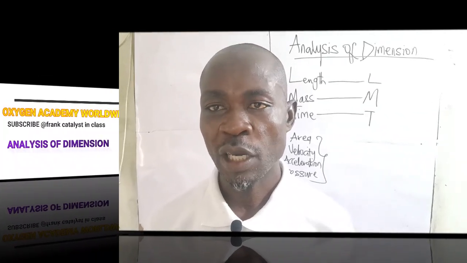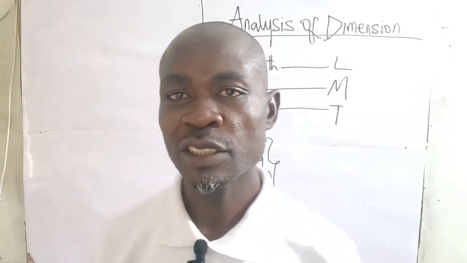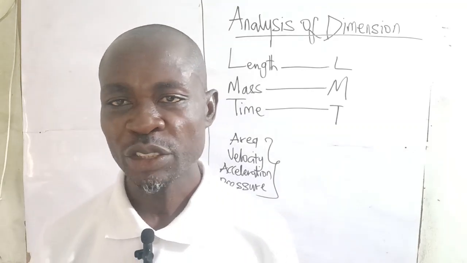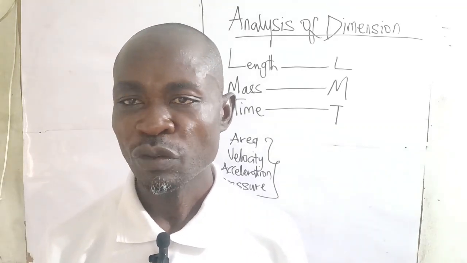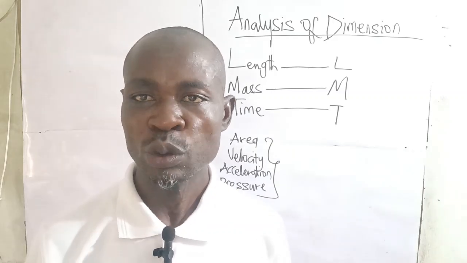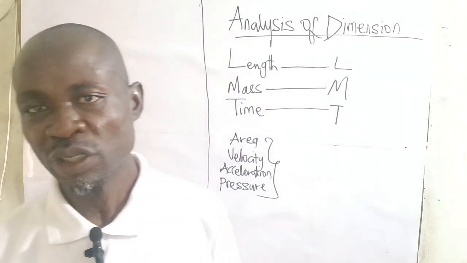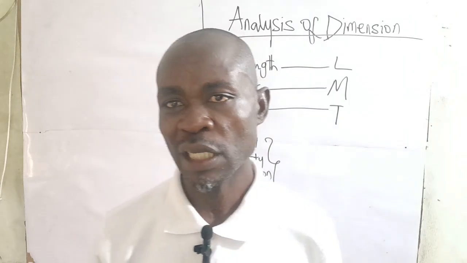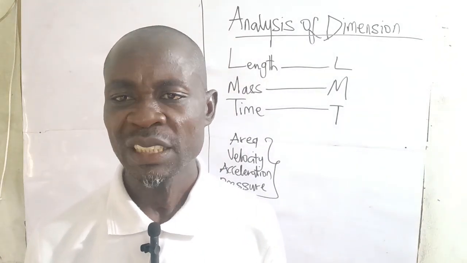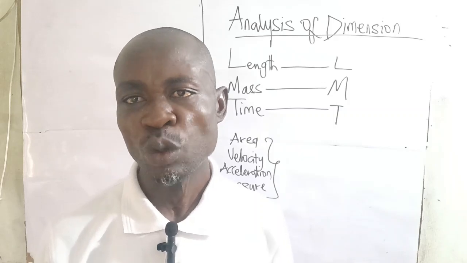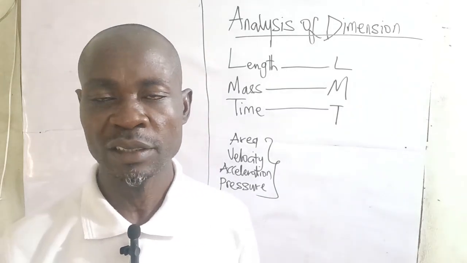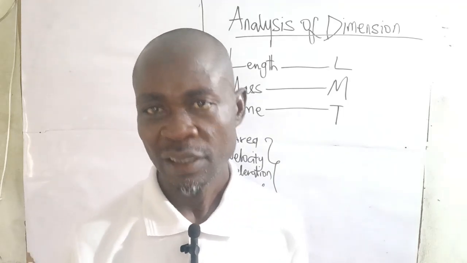In our lesson today, I would like to talk about the analysis of dimension. In analyzing dimensions, there are some terms used that I would like to mention before we start doing some calculations in that regard. Basically, the three fundamental quantities that we use in analysis of dimension are length, mass, and time.